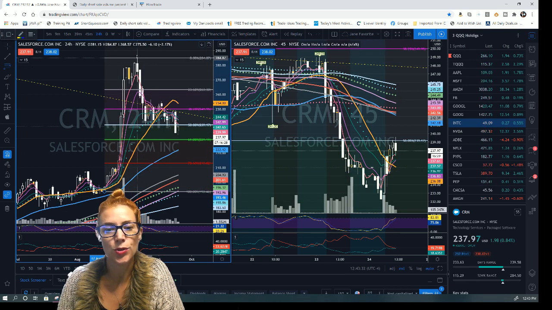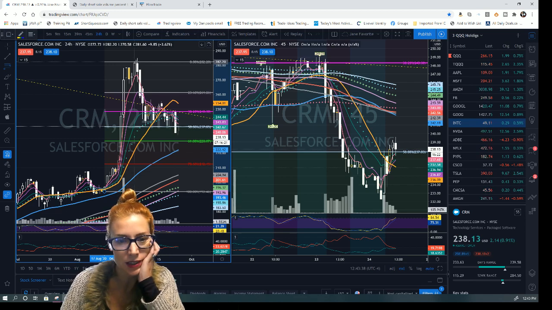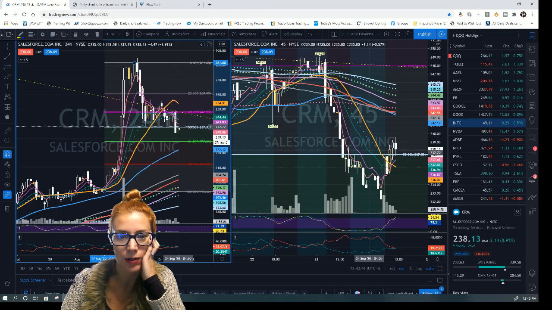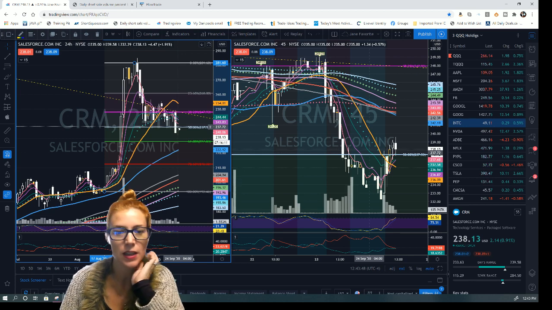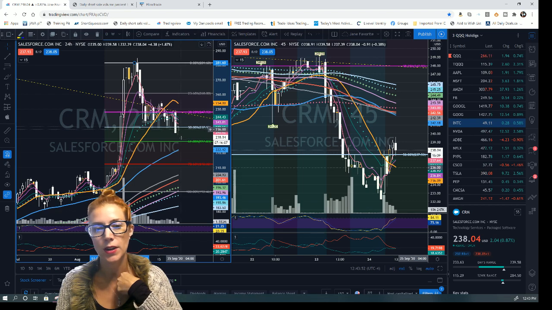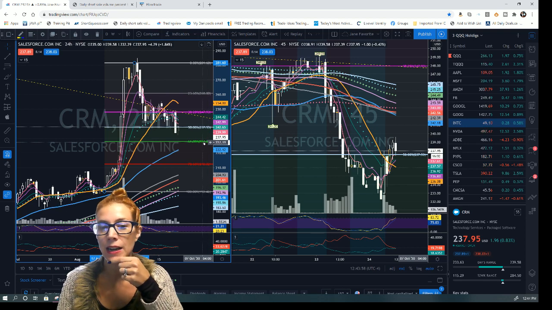Maybe down to 229.11 or 228 and then down to 222. If I put that there, you can see how it really tested that fib level as well, and now we're testing the 50 right now. So if it cannot close above 237.53, potential move down maybe to 227.80 right there.